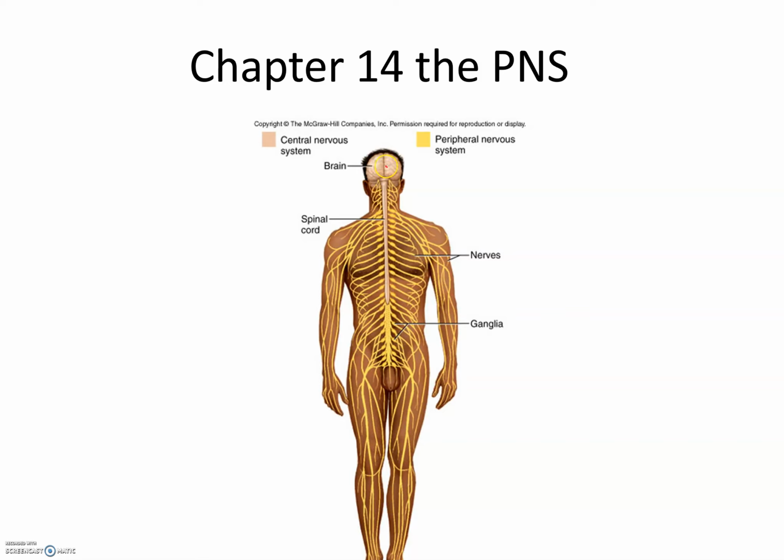Well, the central nervous system is the brain and spinal cord. So, the peripheral nervous system is everything else. It is these ganglia here. It is the nerves here. And it's actually receptors as well. So we're going to look at receptors too.